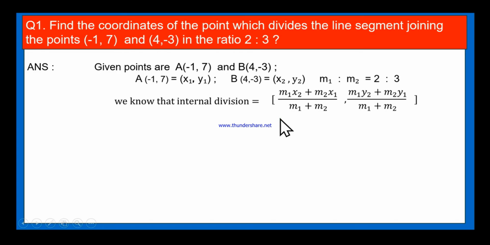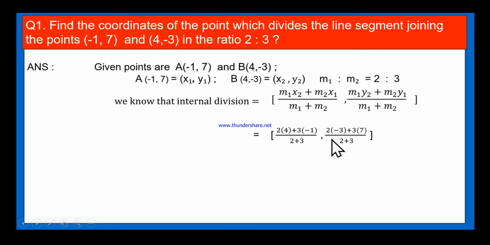Here, m1 into x2. What is m1 here? You just observe, m1 is equal to 2, into x2. x2 is equal to 4. 2 into 4 plus m2 x1. m2 is 3, into x1. x1 is minus 1. 3 into minus 1, by m1 plus m2. m1 plus m2 is 2 plus 3.